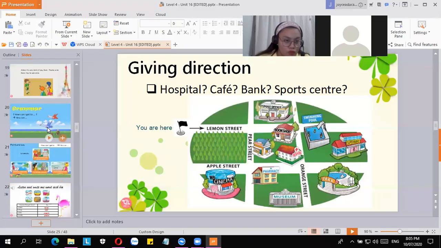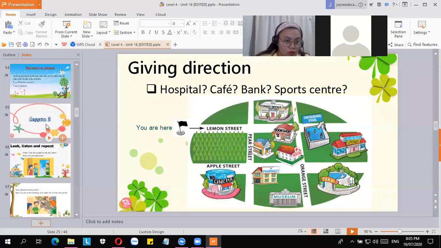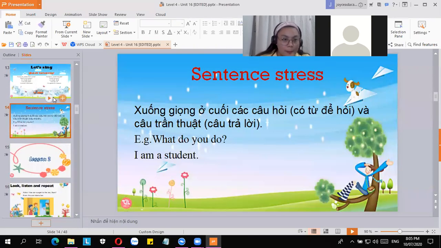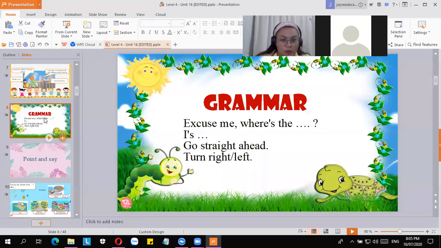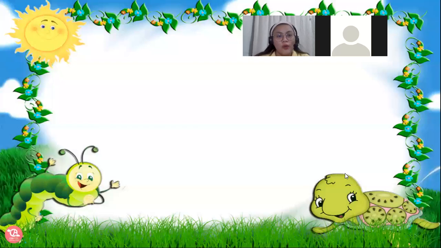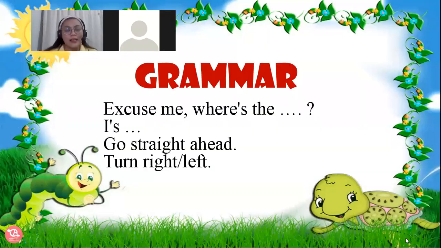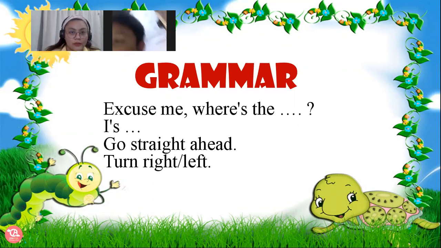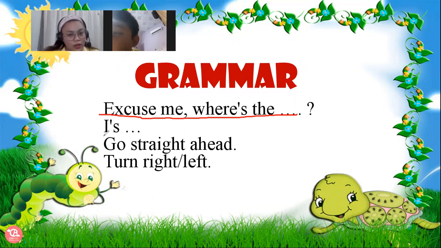Let's review this lesson first. Okay, where is the structure for this one? Here. Okay, so do you still remember our discussion for grammar? Asking for direction, we will say, excuse me, where is it? Okay. And for answering that question, we could use go straight ahead, turn left, or turn right.